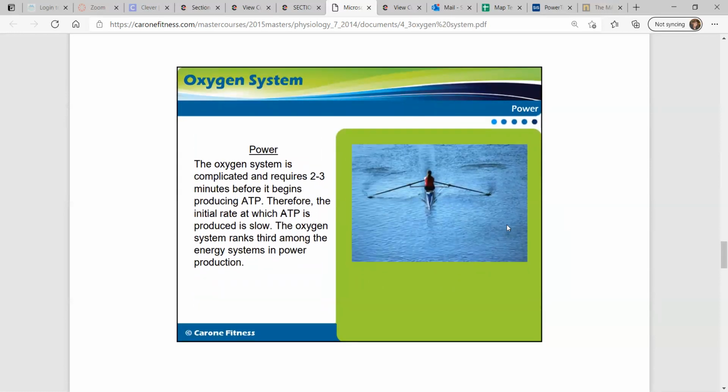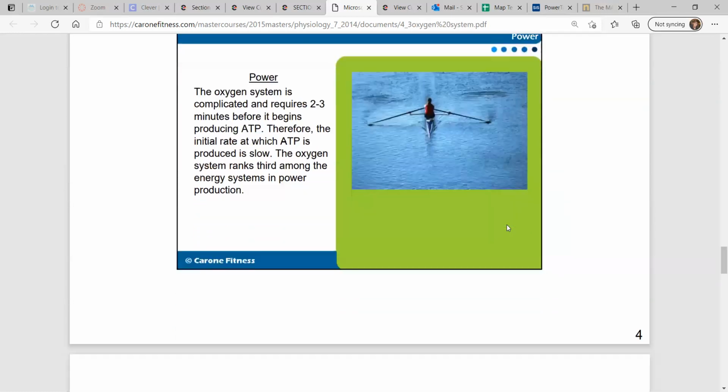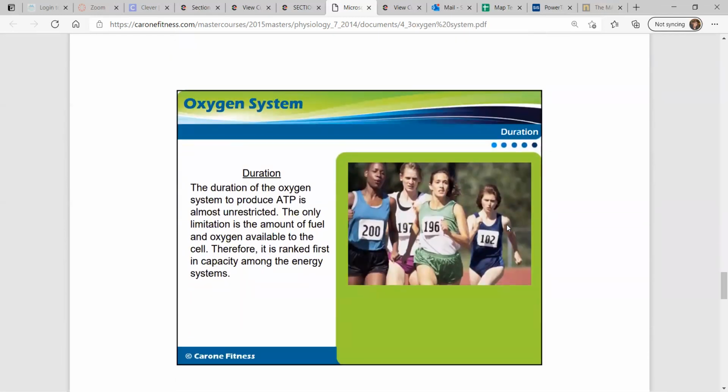As far as power goes, the oxygen system is complicated and requires 2 to 3 minutes before it begins producing ATP. Therefore, the initial rate, the starting rate at which ATP is produced, is slow. The oxygen system ranks third among the energy systems in power production. So you don't want to depend on this system for power. However, the duration of the oxygen system to produce ATP is almost unrestricted. The only limitation is the amount of fuel and oxygen available to the cell. So as far as duration goes, it's ranked first in capacity among these energy systems.